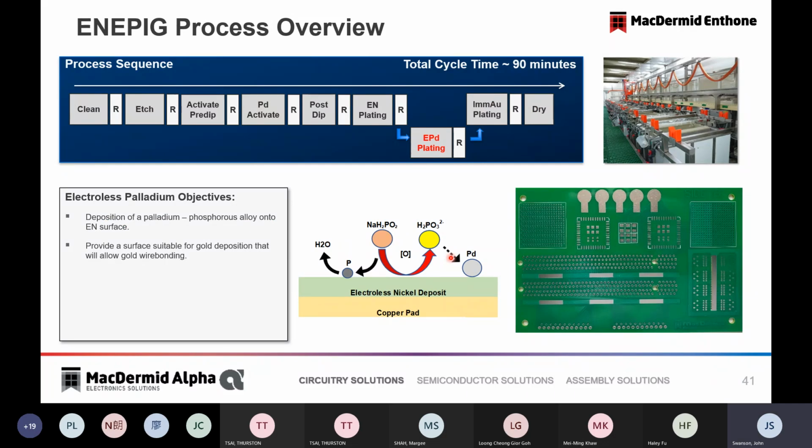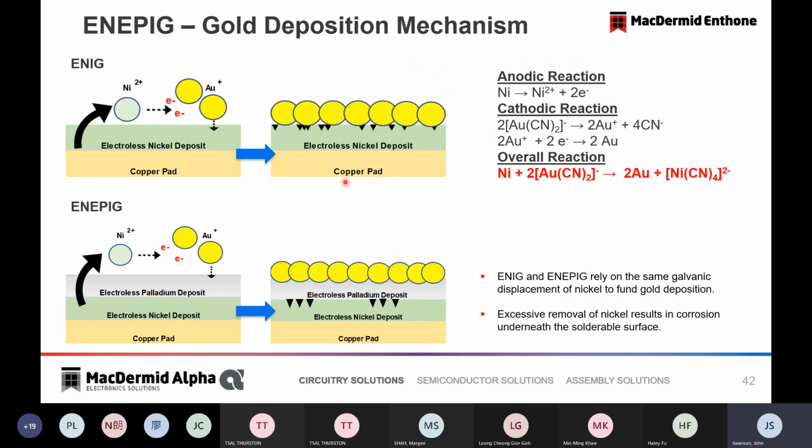So one final step here. Now I'm going to briefly talk about ENEPIG. Palladium thickness can range from, I'm often thinking micro inches, 3 to 10 micro inches, so up to 1/4 of a micron. And it is an electroless reaction similar to electroless nickel, a bit more complicated, a bit more complex, and used again in wire bonding applications.